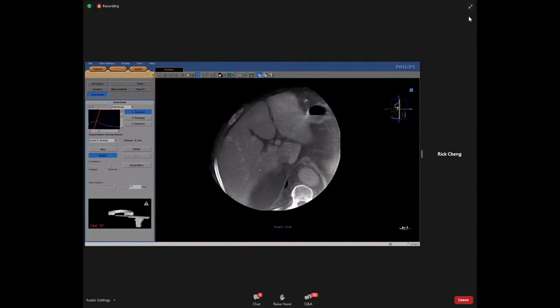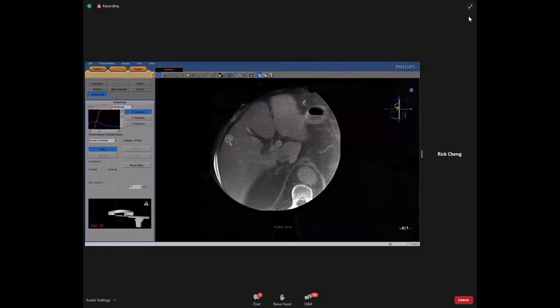When a lesion is identified, press on the New button. Click on the lesion, hold the left mouse button, and drag the mouse until the complete lesion is covered. Repeat these steps until you have segmented all the lesions.